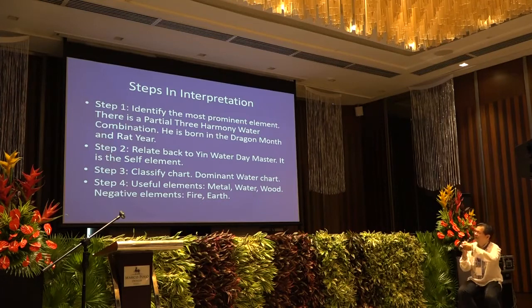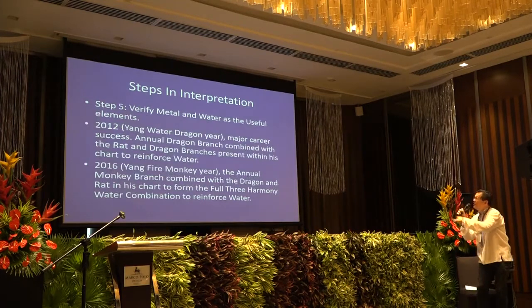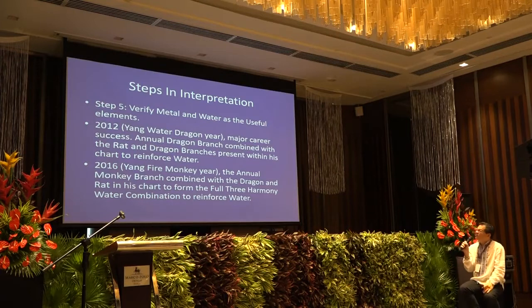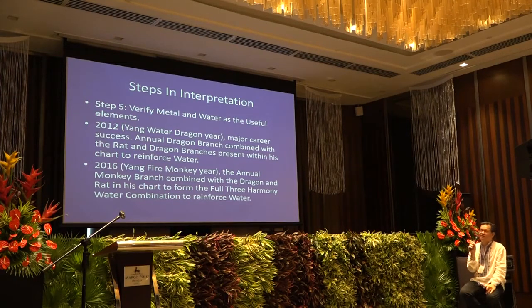So, verify, verify, verify. 2012, major career success, Yang Water Dragon year. The annual dragon branch combined with the rat and dragon branches present within his chart to reinforce his favorable element, water. 2016, Yang Fire Monkey year. The annual monkey branch combined with the dragon and rat in his chart to form the full 3 harmony water combination. So on page 2, as I've written, water. So that's on line 2, I believe. So yes, full water combination.